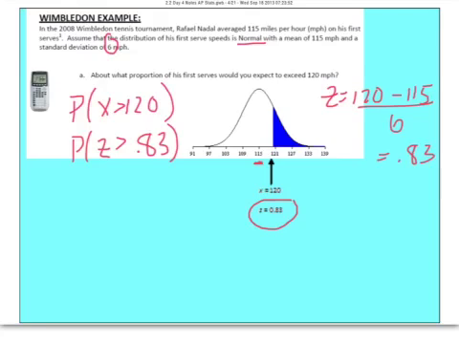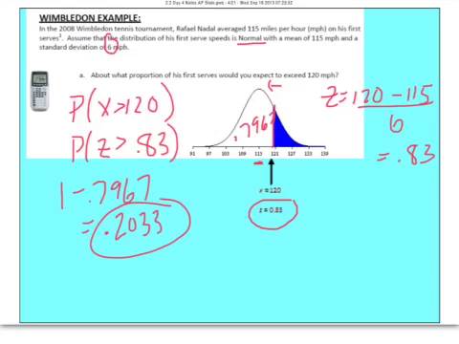When we do that, we're going to get all the values from here all the way back. So this entire white space is going to be 0.7967. Therefore, we can back into the blue space, just showing a little bit of work here. And our answer is going to be 0.2033. So we know about 20.33% of Rafael's serves are going to be faster than 120 miles an hour. That's how you'd solve the scenario.